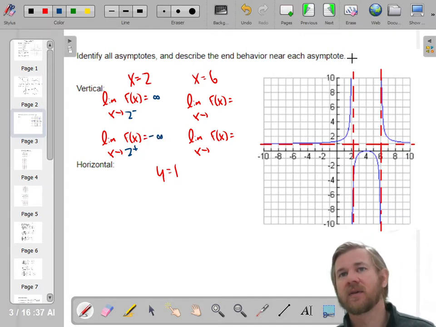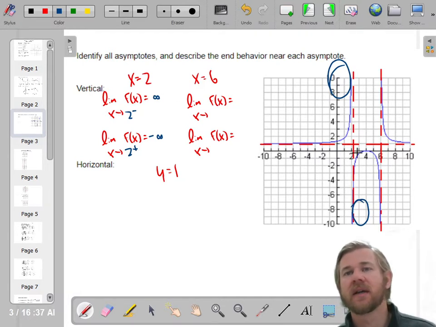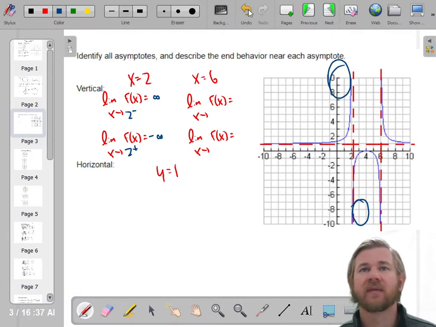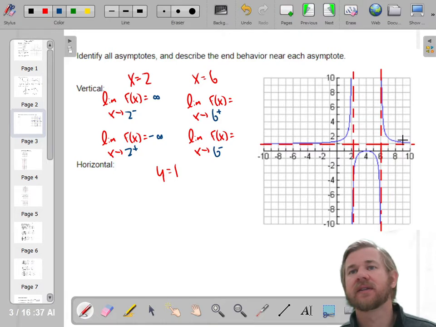x equals 2, on the left side and on the right side. On the left side, it's going up, so we say infinity, and on the right side, it's going down, so we say negative infinity. For 6, we'll have 6 from the right and 6 from the left. 6 from the right, on the right side, that's right here, it's going up, so we'll say positive infinity, and down here, 6 from the left, it's going down, so that's negative infinity.